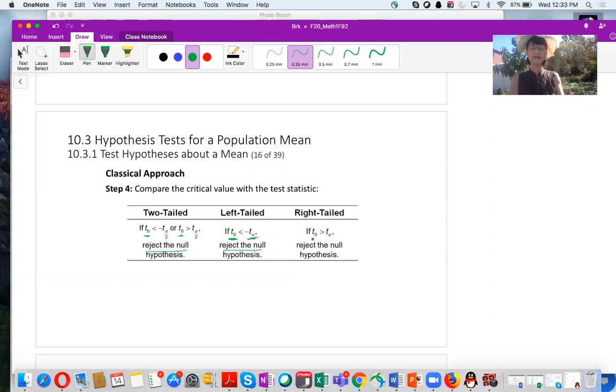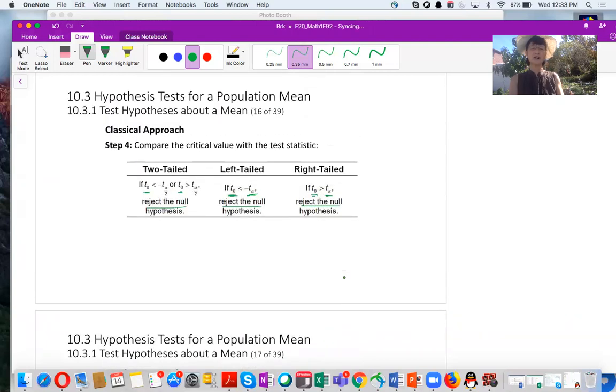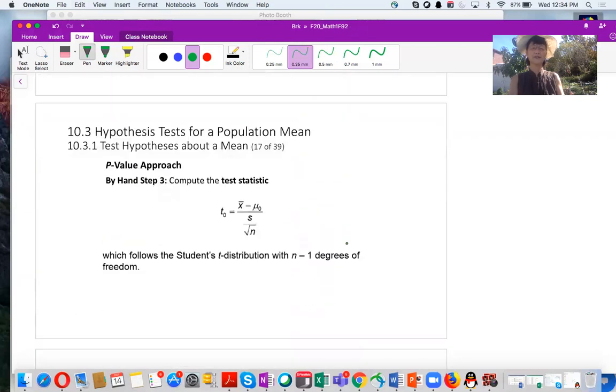And for a right tail test, if the test statistic is greater than the critical value, reject the null hypothesis. Okay. So this is the classical approach: compare the critical value with the test statistic. Next is the p-value approach.